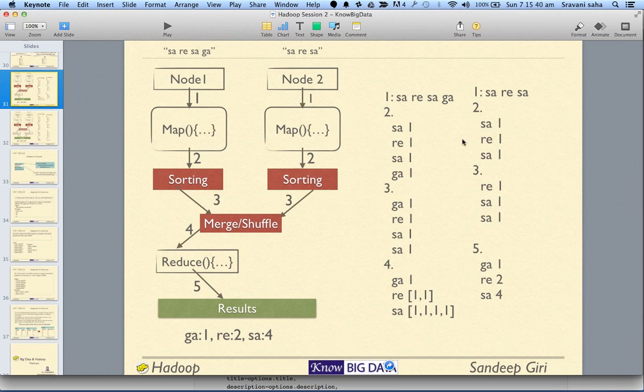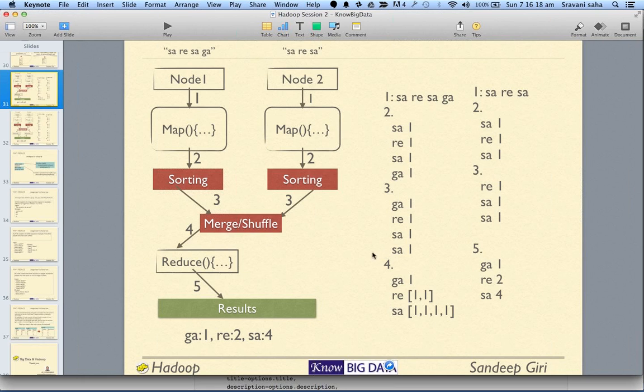Similarly, in the second stage, these are two instances of your code, and the second one also converted the input line into key value pairs, exactly the same code. Now you got two outputs, one on the left hand side, the other on the right hand side. Now Hadoop will take both of them and sort them individually. As a result of this sorting, you get ga, re, sa, sa, which is a sorted list. Similar is the case for the other node.